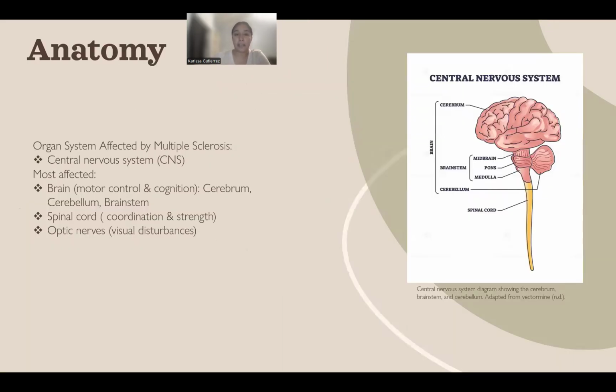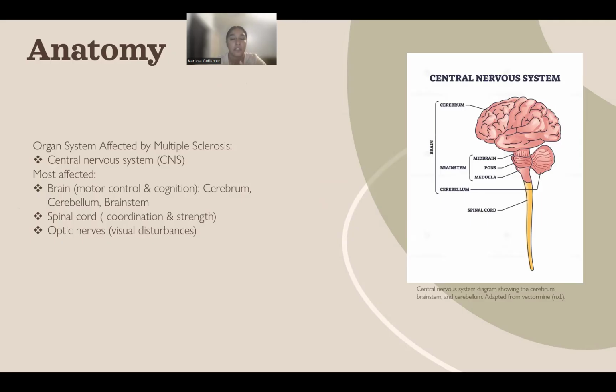So let's start by looking at the system most affected by MS, the central nervous system, the CNS. This includes the brain, the spinal cord, and the optic nerves. These structures control everything from movement to balance, sensation, and even vision. Within the CNS, multiple sclerosis specifically targets the white matter tracts, which consist of long myelinated axons. Myelin acts as insulation, like electric wires, speeding up nerve signal transmission.